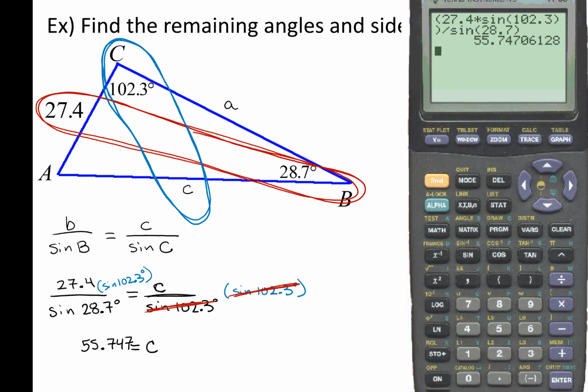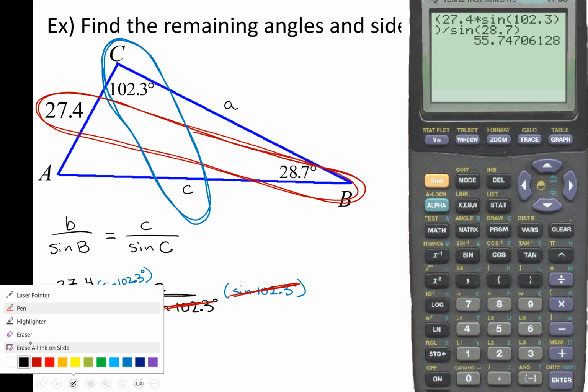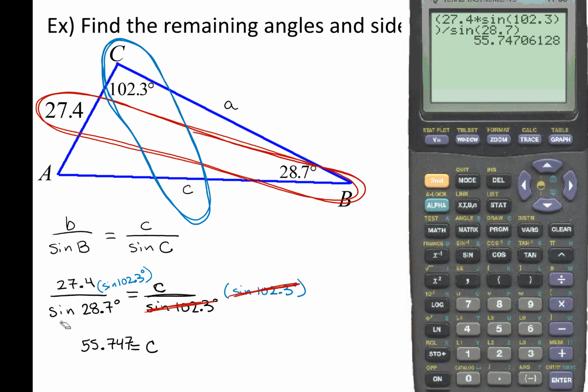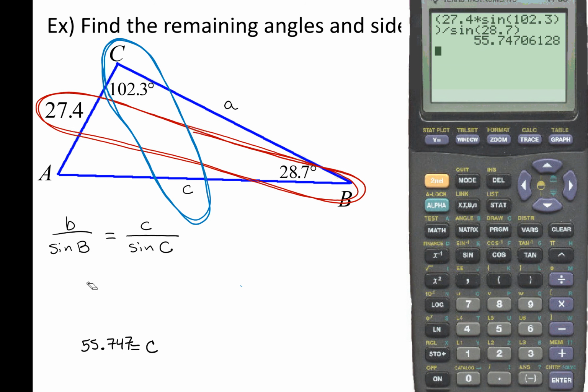So all of that work, yes, I know it's quite a bit, but you're going to have to do it again now for the A's. So let's clean up our board a little bit. We do know that now C is 55.747. I'm going to clean up because my big calculator is taking up quite a bit of space, so I'm just going to use this little teeny tiny space to work the rest of my work. I'm going to leave that C there for a little bit.